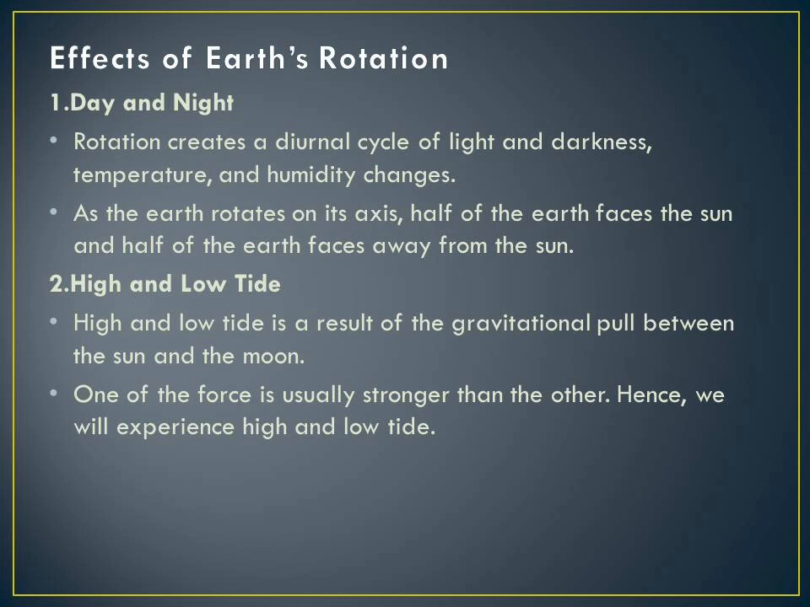The second effect of rotation is high and low tides. High and low tides are the result of gravitational pull. This gravitational pull occurs between the sun and the moon. The gravitational pull of the sun and the moon results in high and low tides. One of the forces is usually stronger than the other, and this stronger force results in the formation of high and low tides.